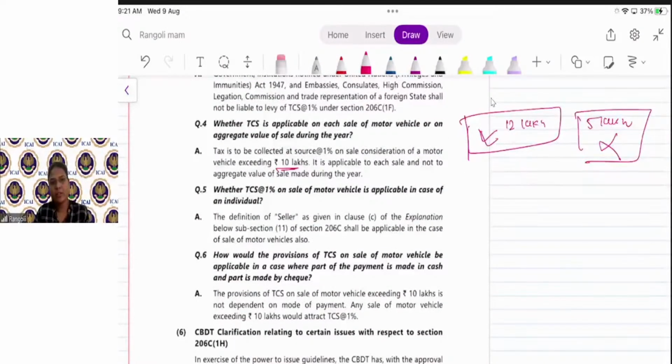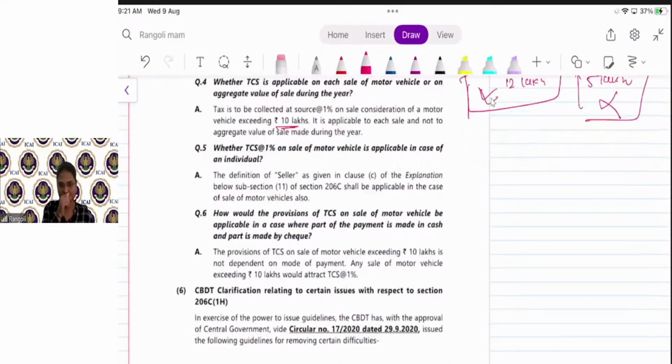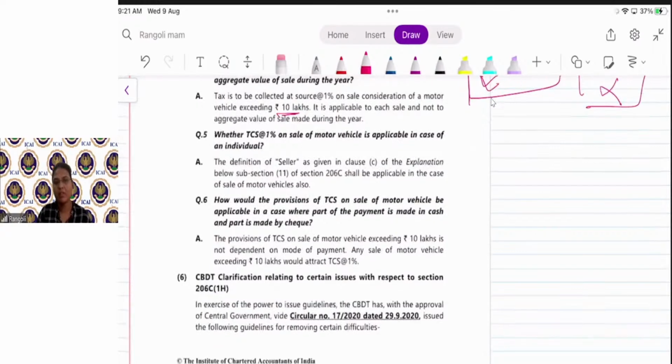Whether TCS at the rate of 1% on sale of motor vehicle is applicable in case of an individual? Yes, it is applicable. If the value of the car is more than 10 lakh, then whether it is purchased by a partnership firm, individual, or company, TCS is applicable, right? Now, if you are making payment in installments, then also TCS is applicable. The showroom owner will need to collect TCS at the rate of 1% on value exceeding 10 lakh. It is on value exceeding 10 lakh rupees, not on the method of payment. Okay.